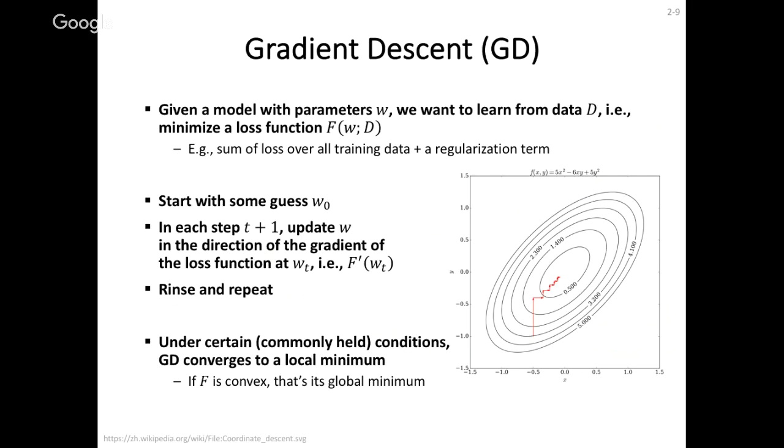Now, in a lot of cases, solving directly for the optimal W is hard, but you can take an iterative process. You start with some guess. And then in the next step, you update this guess in the direction of the gradient of the loss function at the current guess. You just rinse and repeat until it converges. So intuitively, you can think of a drop of water following the stream, trying to look for the bottom of the valley, right? You follow the steepest descent path down, and then you get there. So if the function is convex, then you will get the global min.